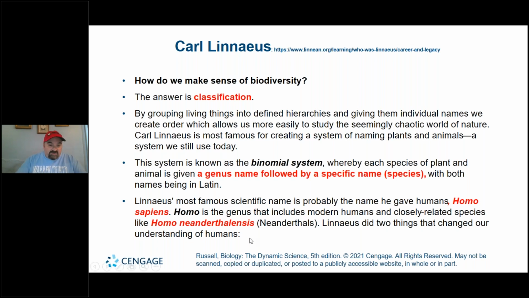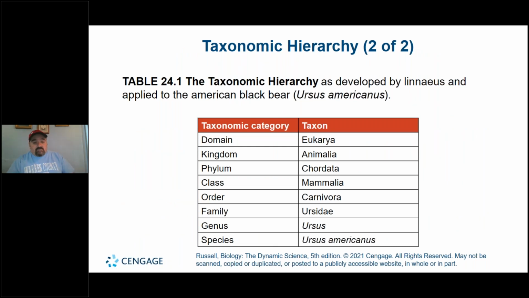Here's an interesting one that I wanted to show you. Linnaeus's most famous scientific name is probably the name he gave humans, Homo sapiens, right? Homo is the genus, remember, and then the specific epithet, aka the species name. This applies to modern humans and closely related species like Homo neanderthalensis, the Neanderthals, you've heard of that. Linnaeus did two things that changed our understanding of humans, which is pretty cool. You'll see domain, kingdom, phylum, class, order, family, genus, species. And here we're looking at the black bear, Ursus americanus.